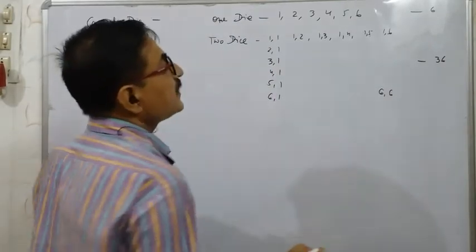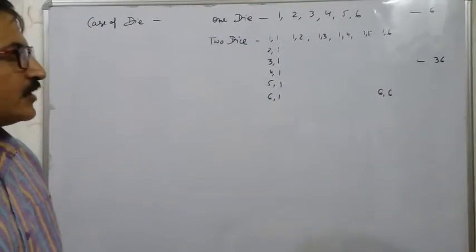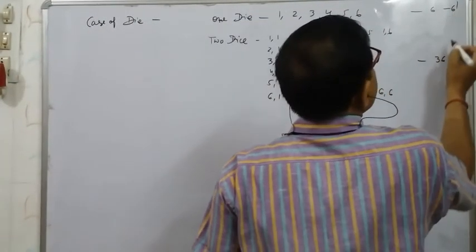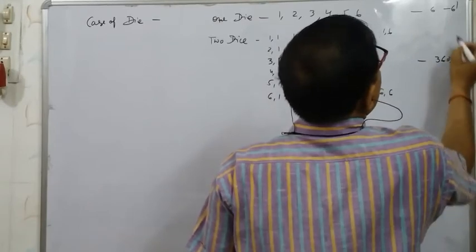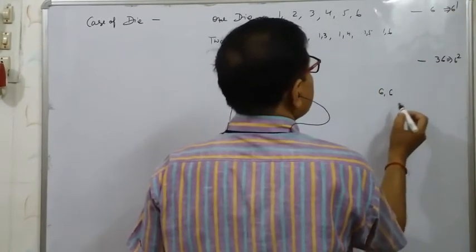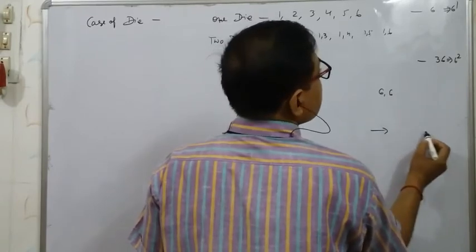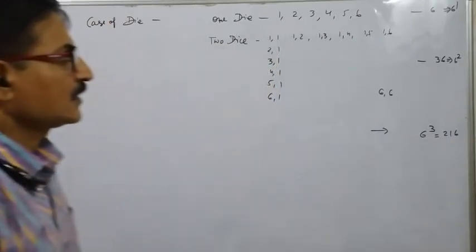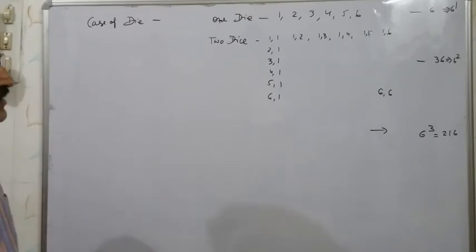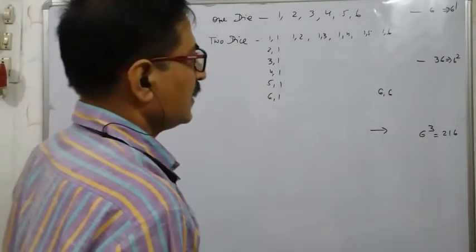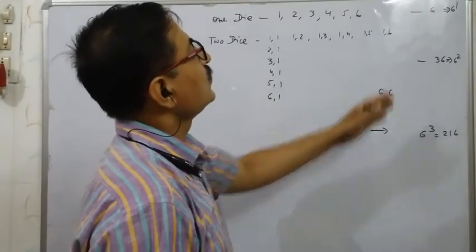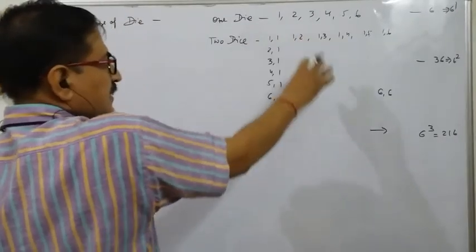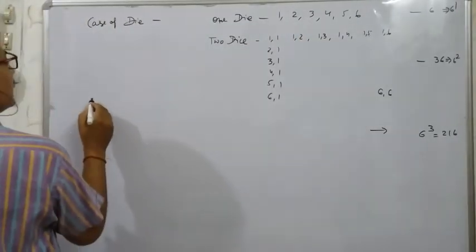Now when 3 dice are there, again you will see that we are getting one system. When 1 die is there, it can be written as 6 raised to power 1, and this can be 6 raised to power 2. 6 squared will be 36. And when 3 dice are there, it will be 6 raised to power 3, which equals 216. So if the number of dice increases, we have to use this formula. The base remains the same because 6 faces are there, therefore 6, and the formula will be there.